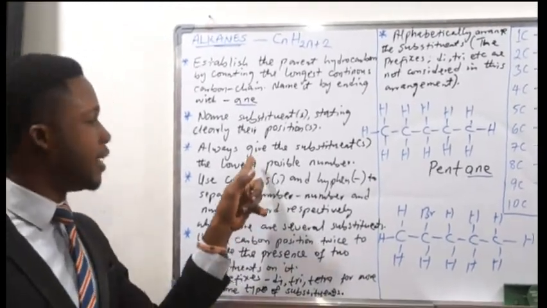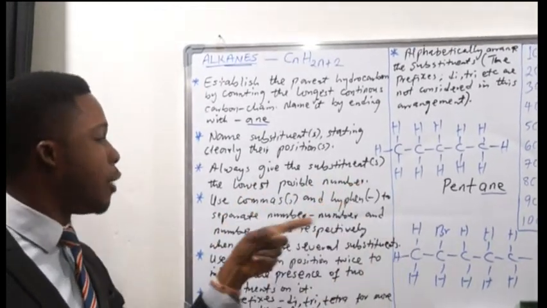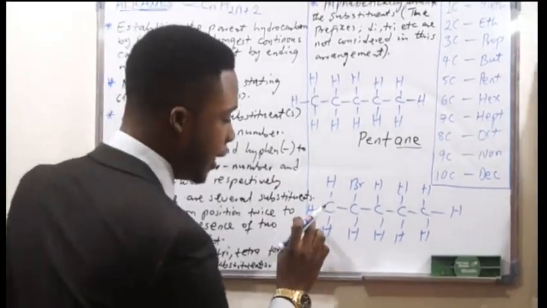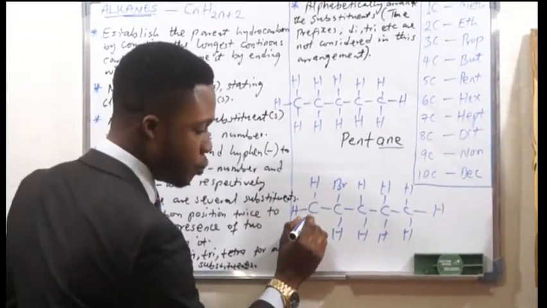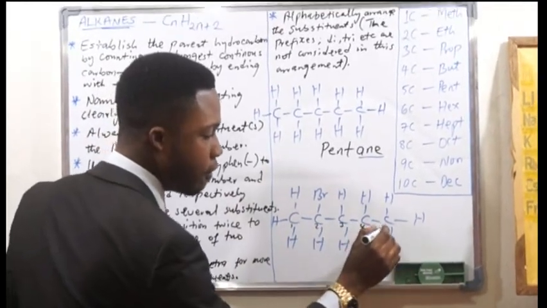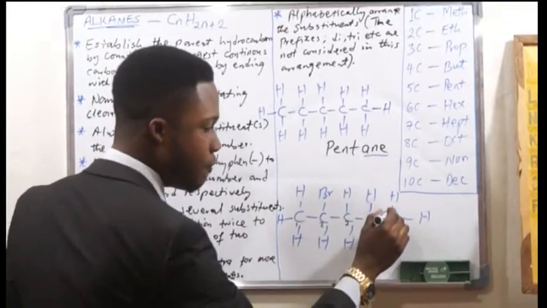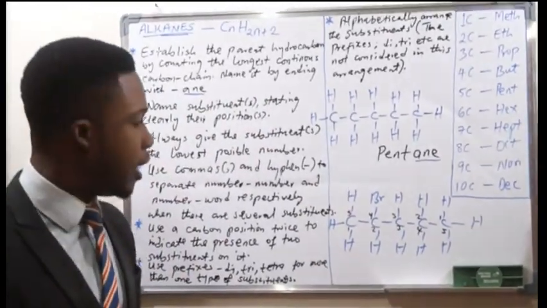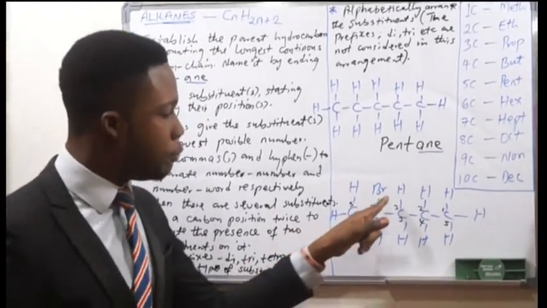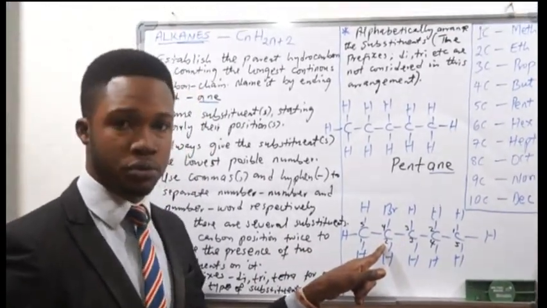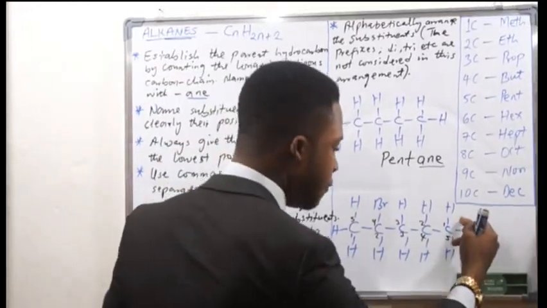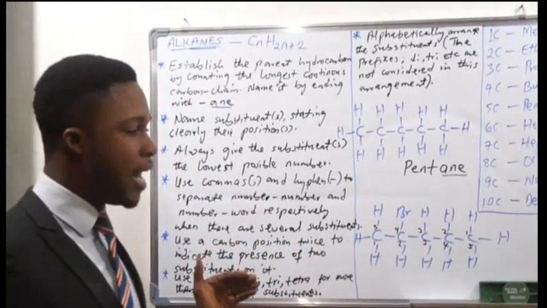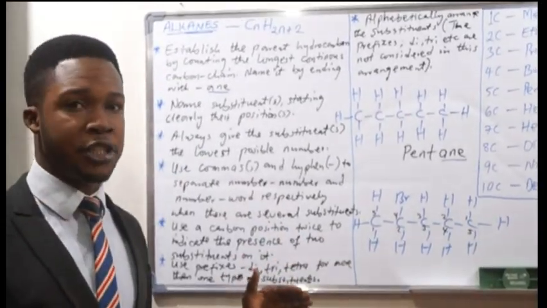We must also look at the next rule that says we should give the substituent the lowest possible number. What does that mean? When we count from left to right, this is 1, 2, 3, 4, 5. From right to left, we have 1, 2, 3, 4, 5. Now, what do we see here? From the left, the bromine is at carbon 2. From the right, the bromine is at carbon 4. Therefore, going from left to right, bromine will take the lowest possible number, which is 2.